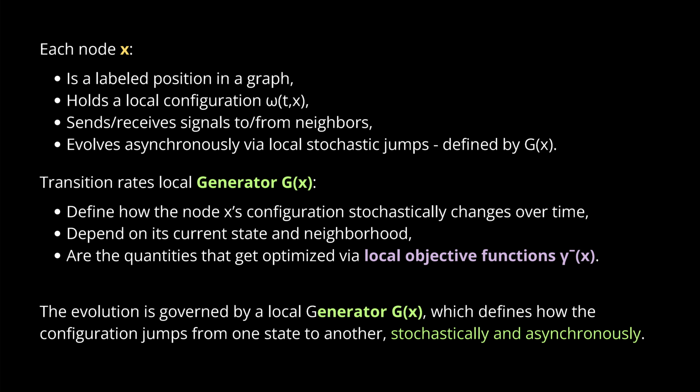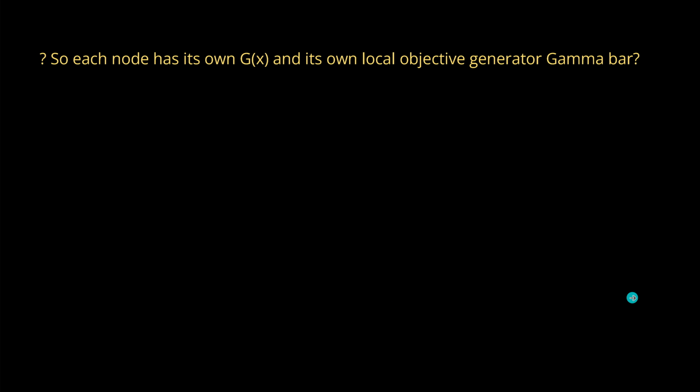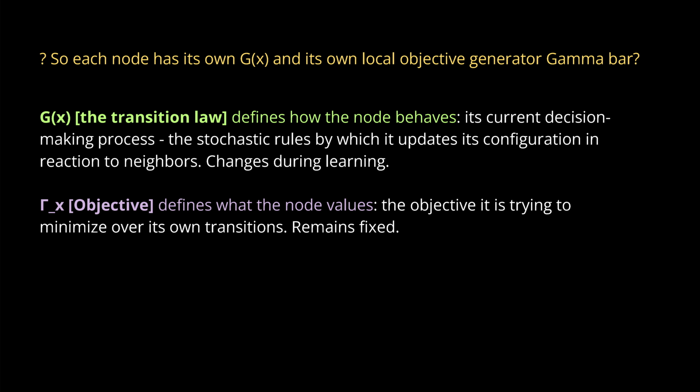This is it. So you see, the evolution is governed by the local generator g of x, which defines how the configuration jumps from one state to another. And we have a stochastic, asynchronous jump. And now, at the time I had a question. I said, so wait, each node in the field now has its own operator g of x and its own local objective generator gamma bar? And reading the paper a second time, it turns out, yeah, exactly.